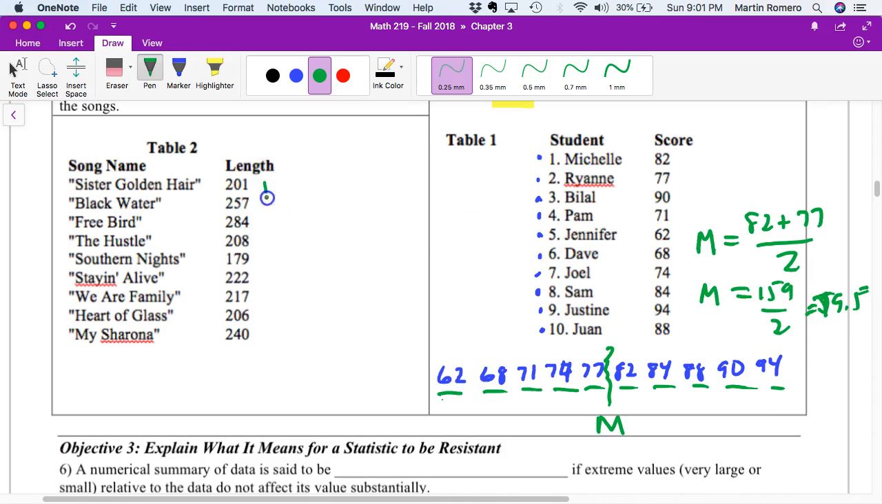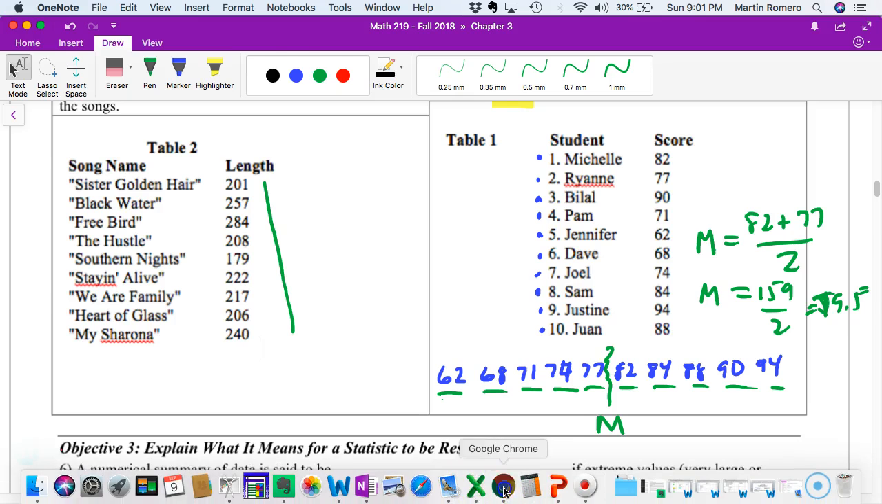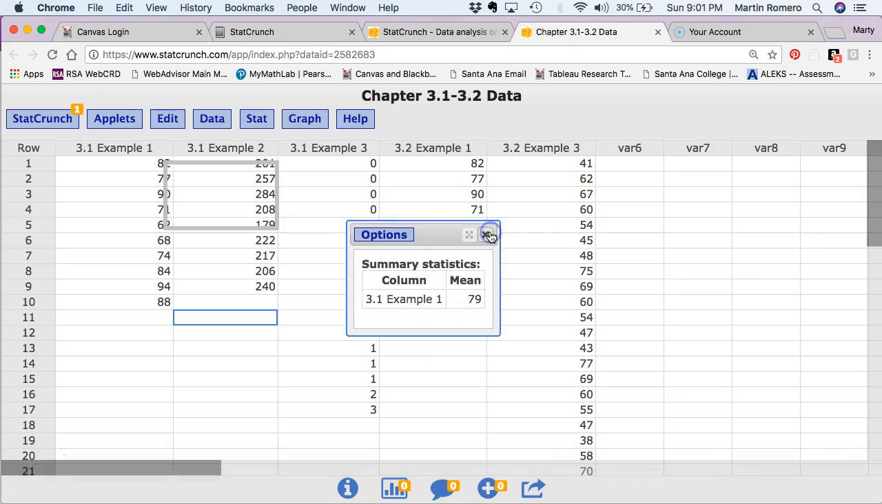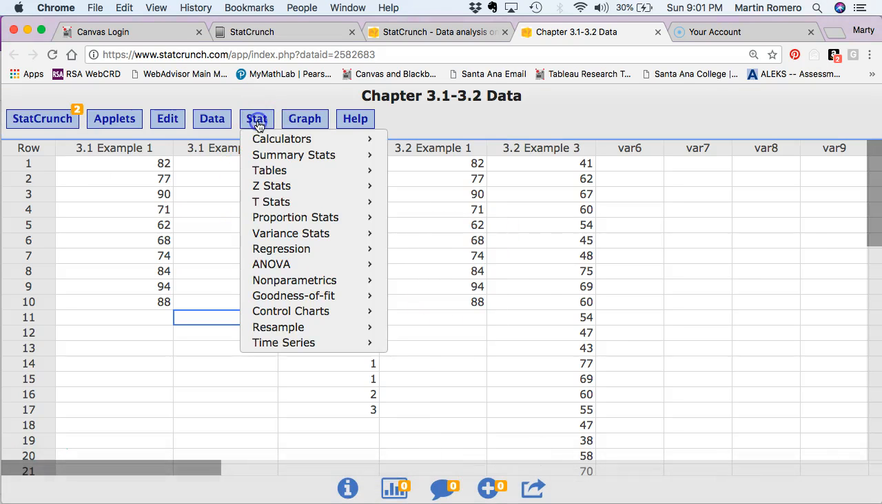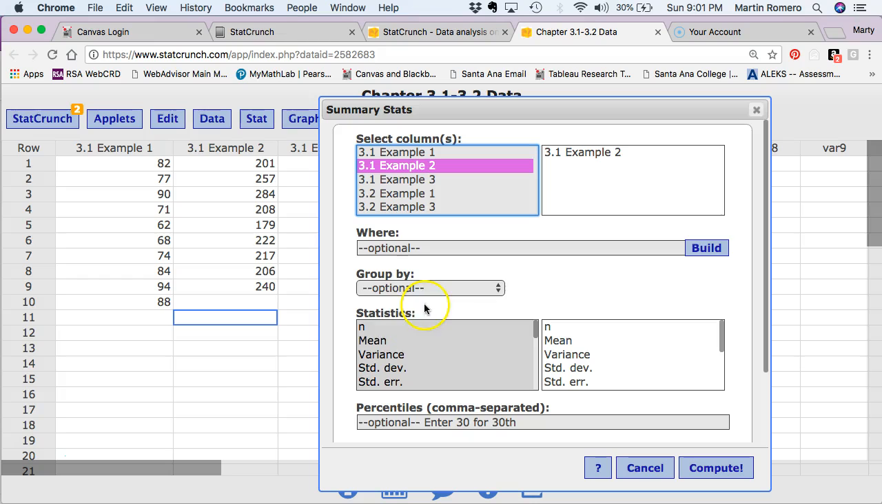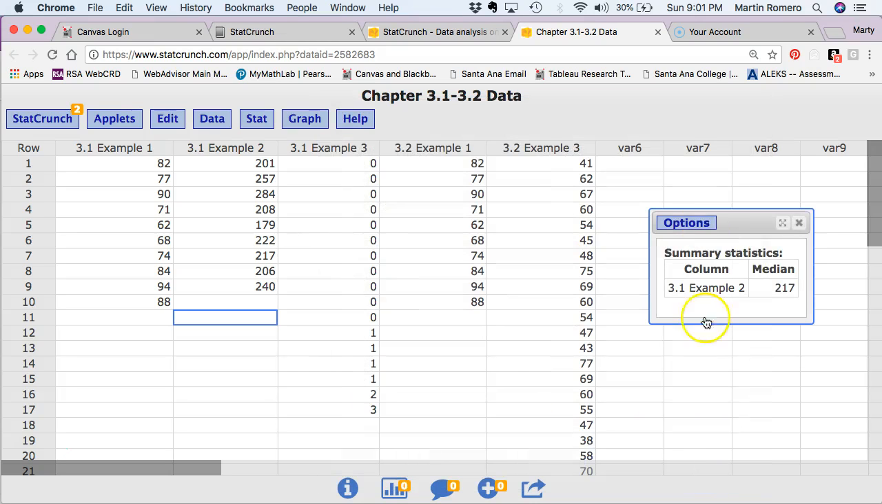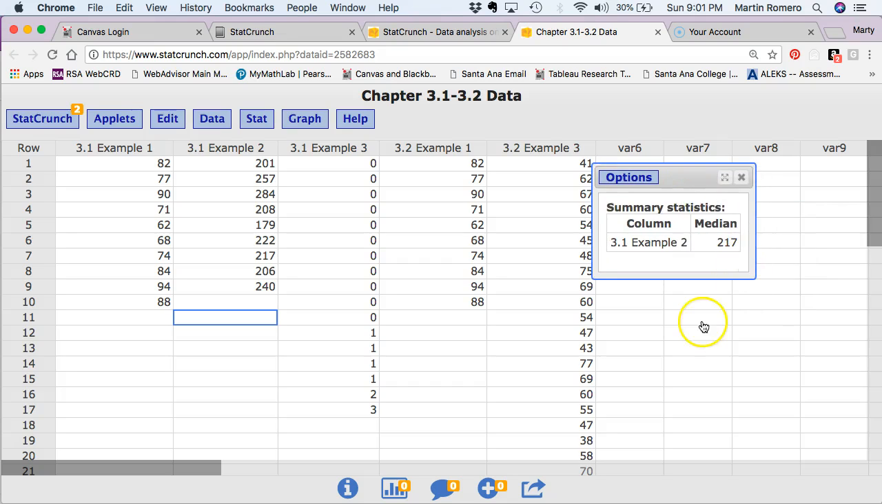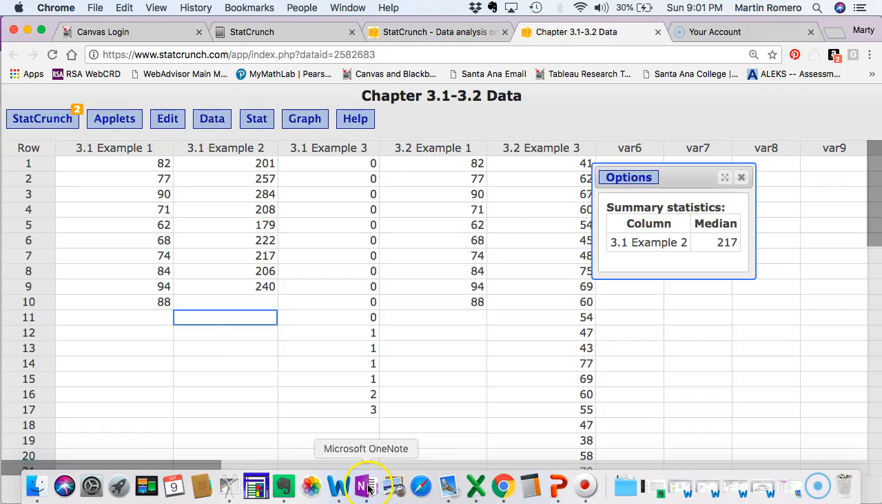We were going to do this also: I want to show you using technology to find the median. Again, the median is just another way to measure the center. Here's that data in for the second example. You go back to summary stats, columns, and looking at example 2, you see there is a median choice somewhere there. There it is. Compute, and then you get the median 217 using StatCrunch. That's how you would do that.